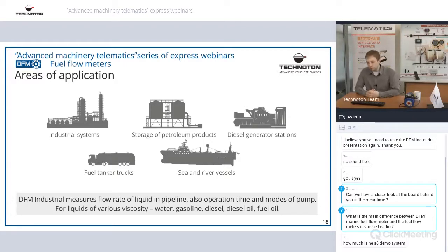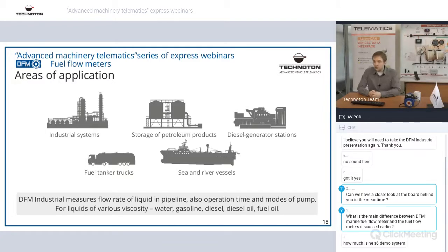Also, vessel transport. DFM Industrial, I suppose, is the biggest market where we can use it, because there are massive engines where the fuel consumption can reach up to 1,500, probably even 2,000 liters an hour. Just imagine 2,000 liters an hour fuel consumption on some ships. And usually there's not just one engine, there are a pair or sometimes even more than two engines. And those machines, those monsters, consume a huge amount of fuel.